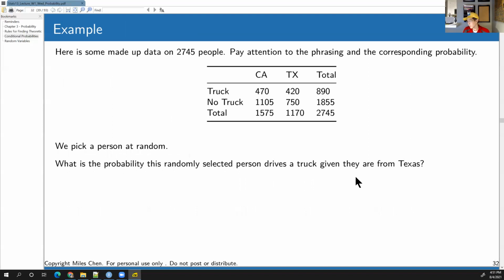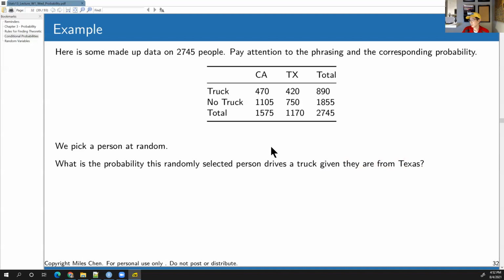All right, so again, making up some arbitrary data, talking about trucks and people not driving trucks and people from California versus Texas. This is what our table looks like here. And so if I ask the question, give me the fraction to represent the probability: we pick a person at random from the table, and we're going to say, what's the probability that this randomly selected person drives a truck given the fact that they are from Texas?